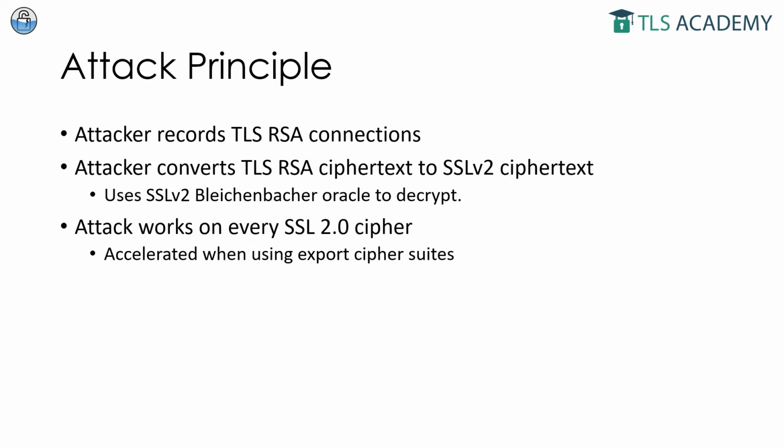The attacker first serves as a person in the middle to record TLS RSA connections. Then, the attacker converts the TLS RSA ciphertext to an SSL version 2 ciphertext, and uses the earlier mentioned SSL version 2 Bleichenbacher oracle to decrypt it. The attacker thereby learns the session key for targeted TLS connections, but he does not learn the server's private RSA key. The attack works on every SSL 2.0 cipher, but it is accelerated when using export ciphersuites. These export ciphers are insecure low-grade cryptographic ciphers which were intentionally crippled to conform to US export laws in the 1990s.